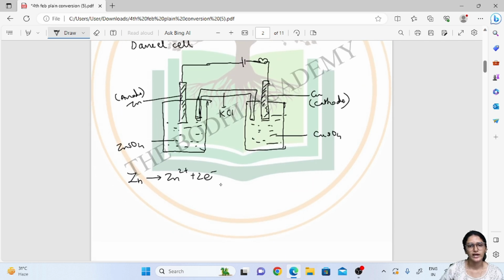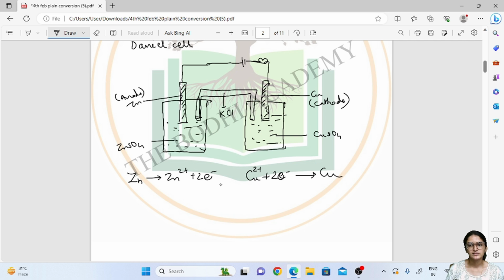So the half reaction of this cell is Zn gives Zn2+ plus 2 electrons, and those electrons given by zinc will be accepted by copper. Here copper will accept: Cu2+ plus 2 electrons gives Cu. The electrons given by zinc will be accepted here at the cathode, that is the copper rod.